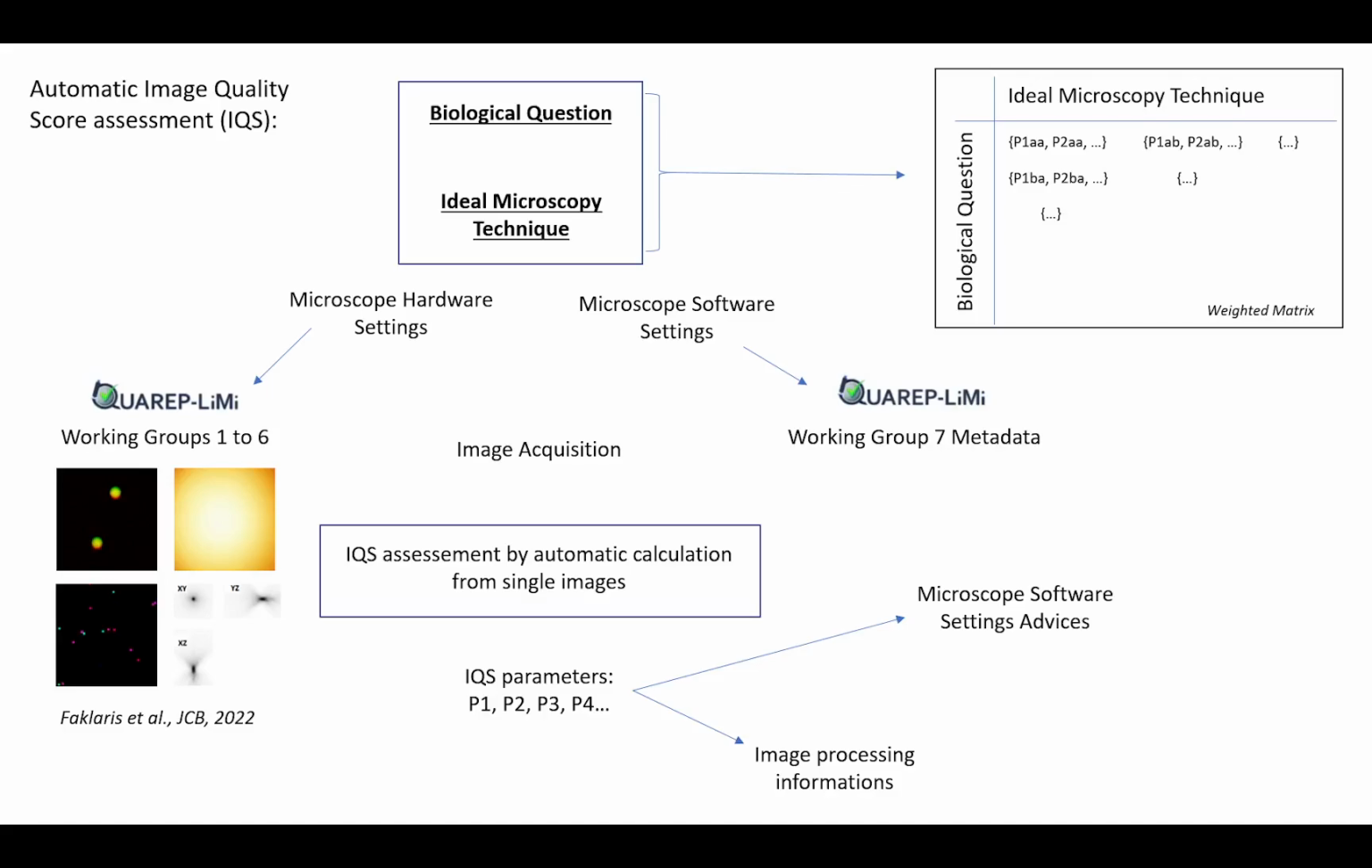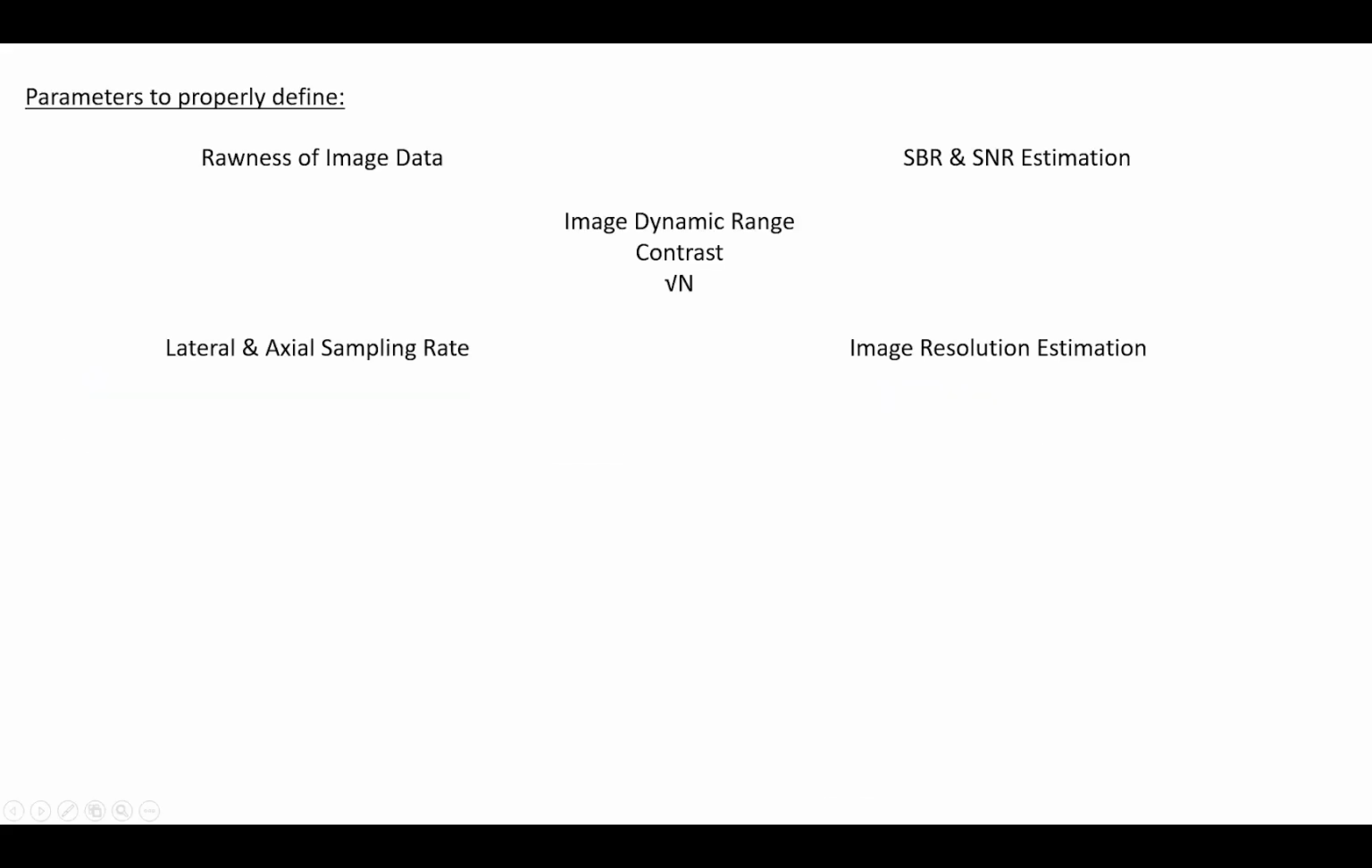Of course, we are not yet here. We are still working on the definitions of the different quality score parameters, which I can present here very quickly. First, we have the rawness of image data. This parameter aims to estimate if an image has been modified from the raw original values at the input of the sensor. Signal to background ratio is very hard to calculate without human intervention, but we are still working on it. And we have the signal to noise ratio, which can be estimated if we have the right metadata.